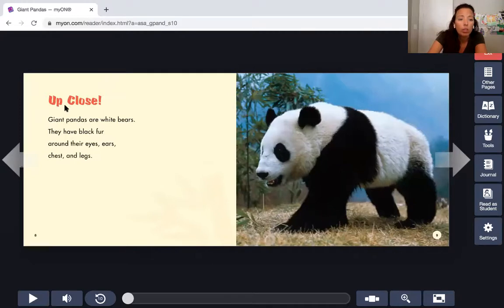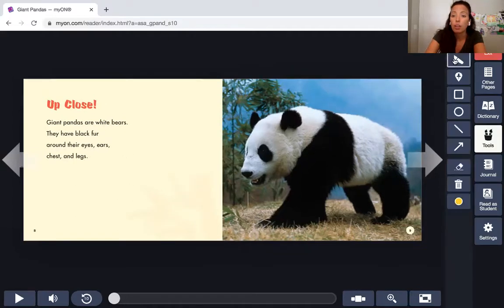Up close, giant pandas are white bears. They have black fur around their eyes, ears, chest, and legs. That told me what they look like. So I am going to use my little tool here to highlight. They are white bears. They have black fur around their eyes, ears, chest, and legs. And I'm going to write down some of those notes on my note-taking paper.